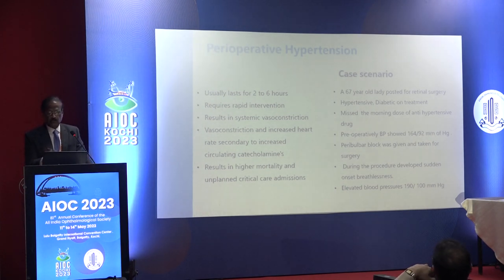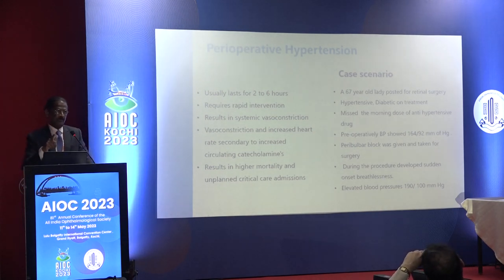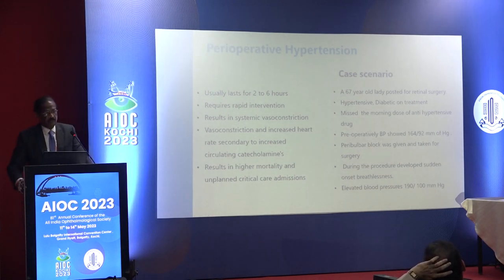Here I have put something like a case scenario, because this scenario happens regularly in our institute. A 67-year-old lady posted for retinal surgery, hypertensive, diabetic on treatment, missed the morning dose of antihypertensive drug. Preoperatively, BP shows 164 by 92, which is a little on the higher side, but still the surgeon wanted to do the surgery. A peribulbar block was given, and during the procedure she developed sudden onset of breathlessness.